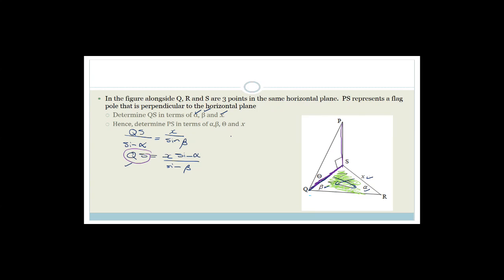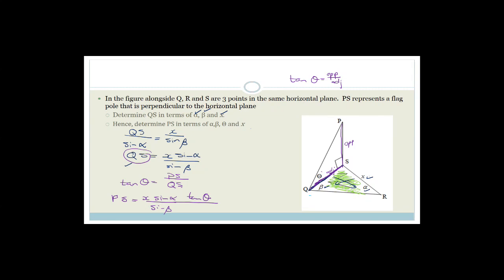So if we do that, do you agree that this here is the opposite side and this is the adjacent side and QS is what we worked out? So QS is the adjacent side. So we got tan of theta is equal to opposite over adjacent. So we're going to be using tan. So we can say tan theta is equal to the opposite side, which is PS, over the adjacent side, which is QS. Okay, but we know that QS is equal to that, so therefore we can say that PS is equal to QS, which is X sine alpha over sine beta multiplied by tan theta. And there you go. Now we've got PS in terms of alpha, beta, theta, and X. There we go.